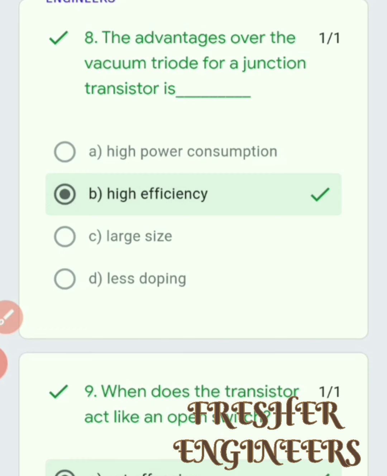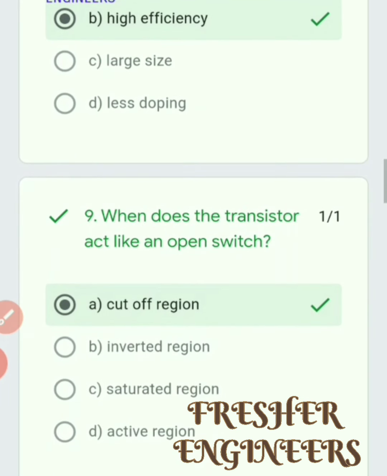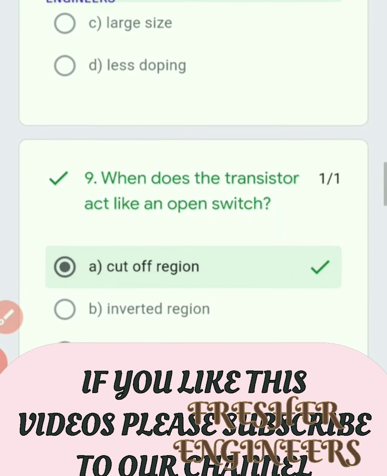When does the transistor act like an open switch? At cutoff region. Hence, the correct option is A.